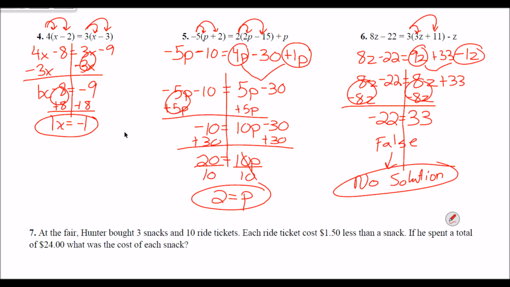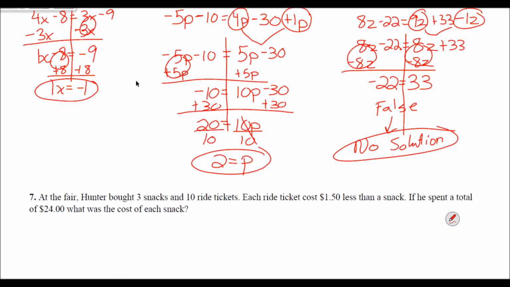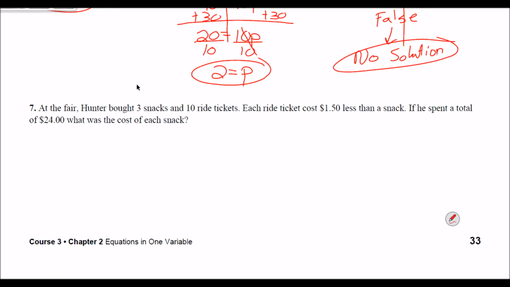All right, and your favorite word problem. Okay, so just because we go on to something a little more difficult doesn't mean that we drop the word problems out. So number 7 says we're at the fair and Hunter bought 3 snacks and 10 ride tickets. Each ride ticket cost $1.50 less than a snack. If he spent a total of $24, what was the cost of each snack?